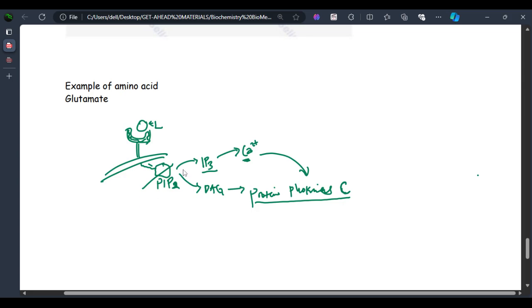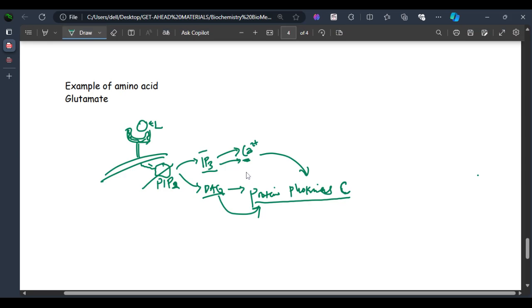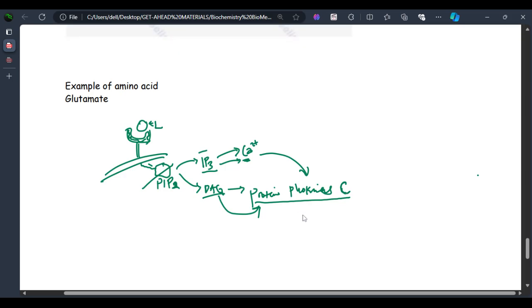So once it breaks down into two components, these are inositol triphosphate and diacylglycerol. These two work hand in hand. Diacylglycerol works by activating protein kinase C, while inositol triphosphate is going to cause release of calcium, because for protein kinase C to be fully active, it requires calcium, more like a cofactor. So that is how this system works.